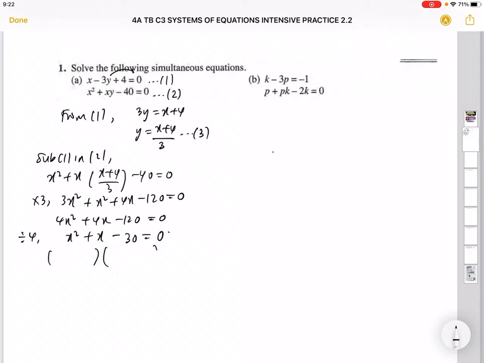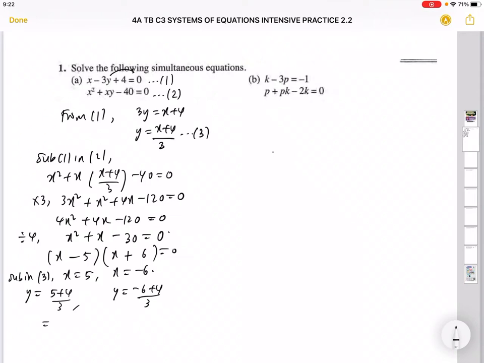Now here we can factorize this. What are the factors of 30? 6 and 5. In order to get plus 1x, the bigger number 6 should be positive, the smaller number 5 should be negative. So your x is either 5 or negative 6. Now remember, you always have to solve for both. I've got x, I need to find y as well. So I'm just going to put it inside equation number 3. Negative 6 plus 4 over 3. This first answer is 9 over 3, which is 3. Second answer, minus 6 plus 4, which is minus 2, so it's minus 2 over 3. There you go. I got my part A done.